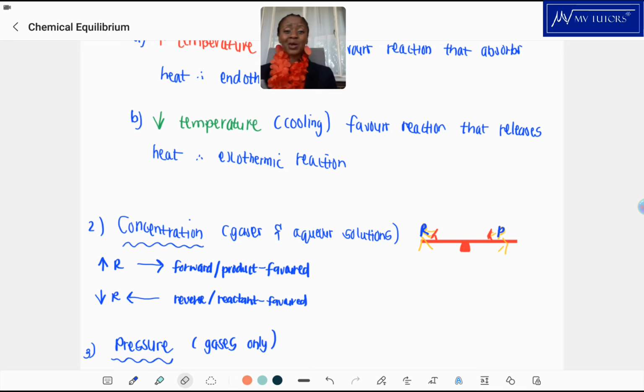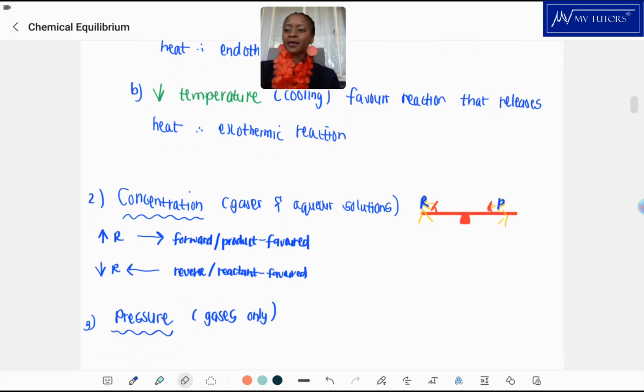Okay, so we're gonna go and be product favored in such a case. Okay, so I hope that makes sense. It will settle in well once we do an example.